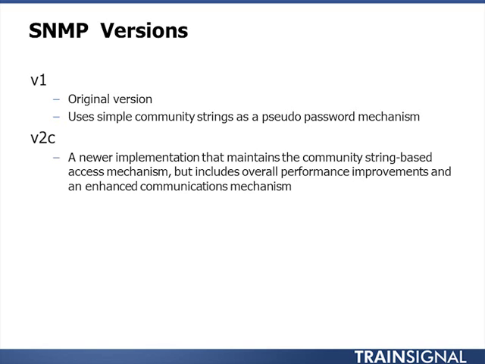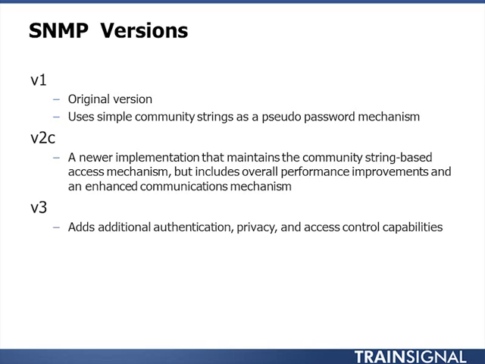So then we have SNMP version 2C. Now, there was a version 2. It wasn't around long. Version 2C is a newer implementation of SNMP, but it maintains the community string-based access mechanism, so it's easy to use, but it includes overall performance improvements and enhanced communication mechanism.